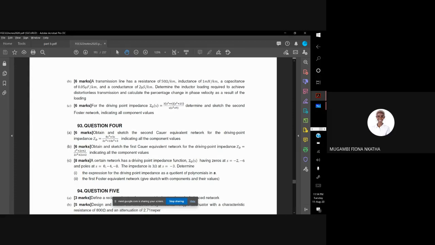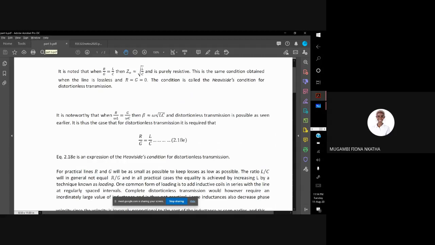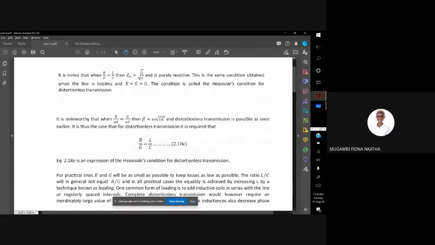Okay, so there are two things here. When we read this question, we had no idea about this inductor loading and distortionless transmission. Distortionless transmission happens when R over G is equal to L over C. Beta, the phase coefficient, varies directly with omega. This condition is called the Heaviside's condition for distortionless transmission.